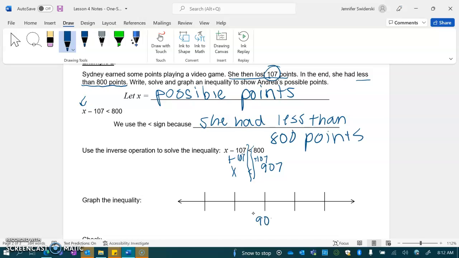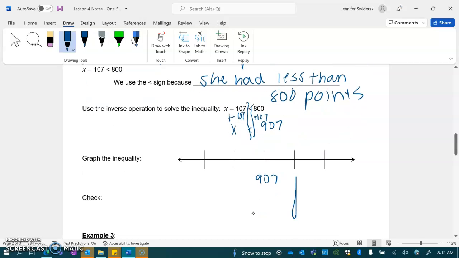So if this is 907, we have 908. We have 909. I'll keep filling these in. This is 906 and 905. My circle is going to be open going to the left.